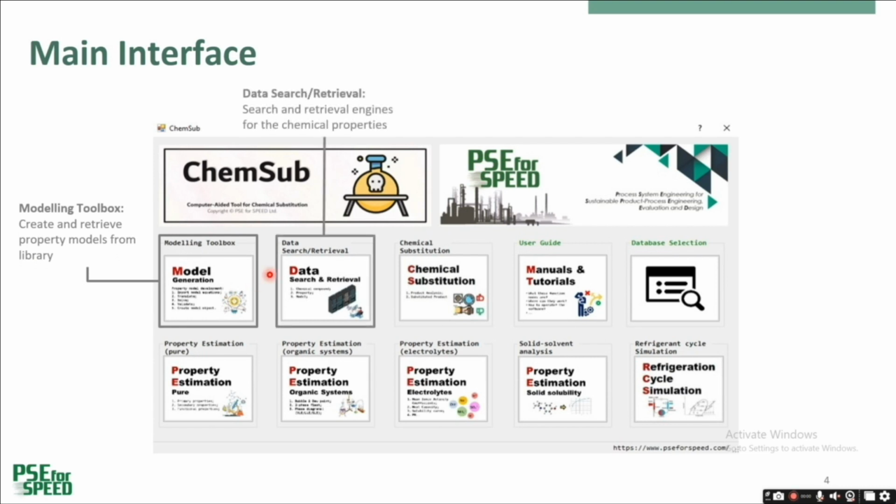The second one is for data search and retrieval, which is used for the chemical analysis. Here you can see the demonstration of this toolbox from our YouTube channel on the topic of Software Tool for Chemical Data at Your Fingertips demonstration, or click the link in the description below.